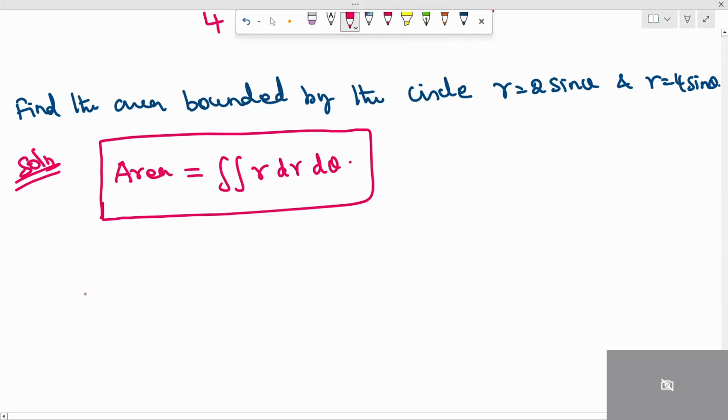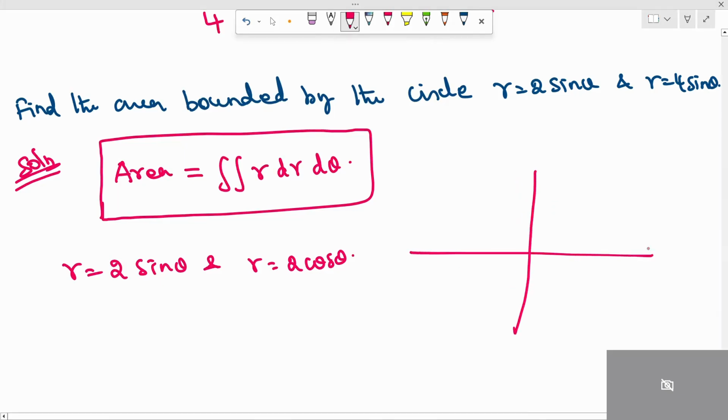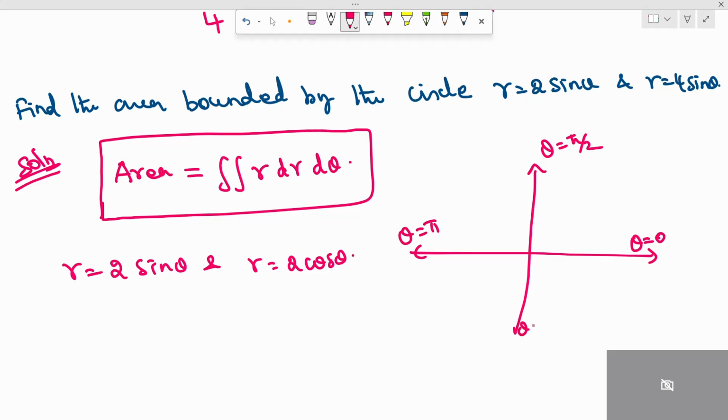First, we are going to draw the diagram for the given curves, r is equal to 2 sin theta and r is equal to 2 cos theta. In Cartesian form, we used the x-axis and y-axis, but here we are going to use the theta equal to 0 line, theta equal to pi by 2 line, theta equal to pi line. Here theta equal to minus pi by 2 we can take.